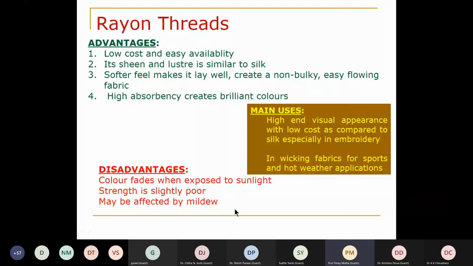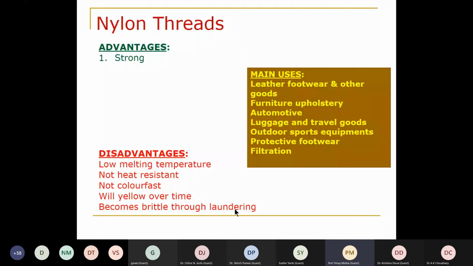Then the nylon threads. The advantage is that they are strong threads, but the problem is low melting temperature, not heat resistant, and not color fast, and they may yellow over time and become brittle through laundering. During repeated laundering they become brittle, and because of that may break. So the main applications are leather footwear and other leather goods, furniture, upholstery, automotives, luggage and travel goods, outdoor sports equipment, protective footwear, and filtration.